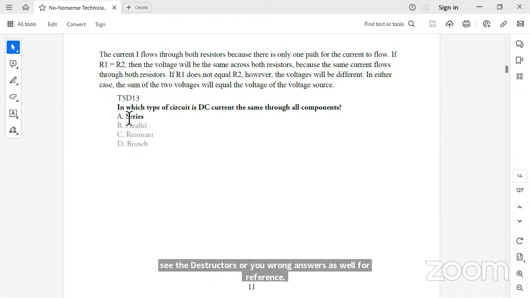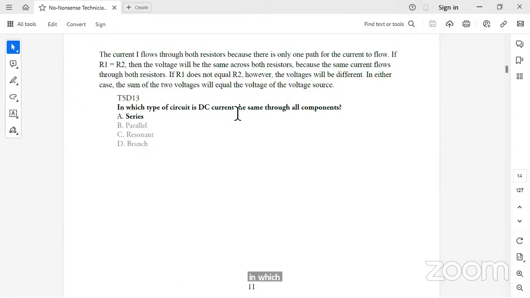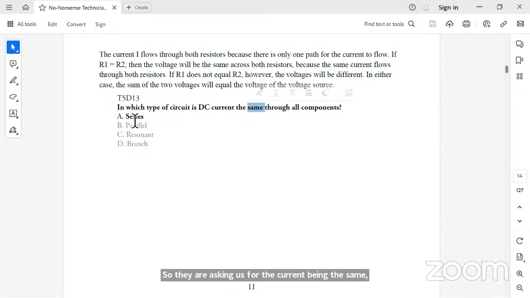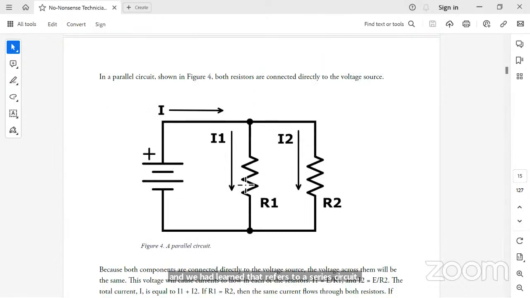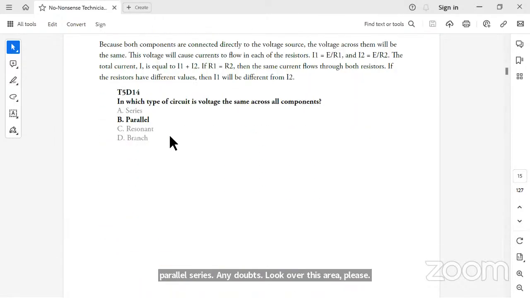So let's go. In which type of circuit is DC current the same through all components? So they're asking us for the current being the same. And we had learned that that refers to a series circuit, not parallel, series. Any doubt? Look over the theory, please. All right. So next question in the question pool.